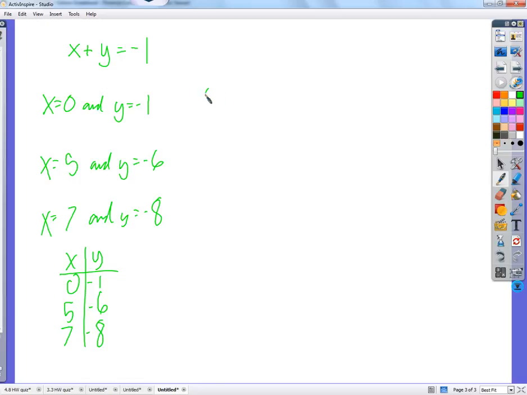Another way would be, the important thing about this is that we have to agree that there's an order to it. The first thing represents which one of these things? Represents x, and this one represents y. Okay, so the first one's x and the second one's y. So there's a third way. 5 comma negative 6 means x is 5 and y is negative 6. 7 comma negative 8 means x is 7 and y is negative 8.